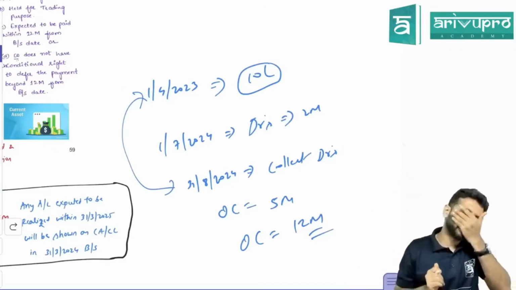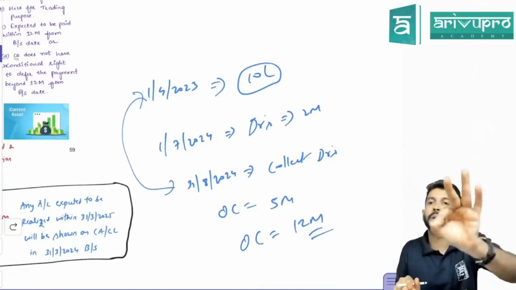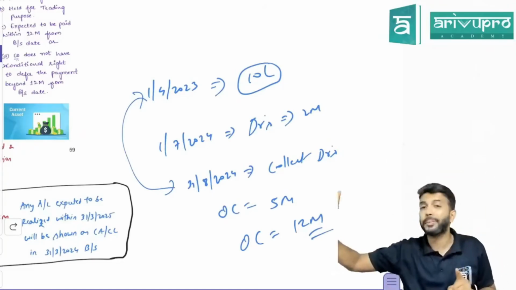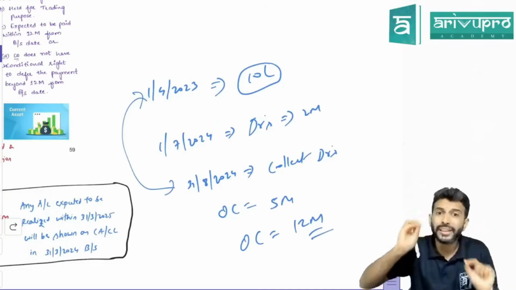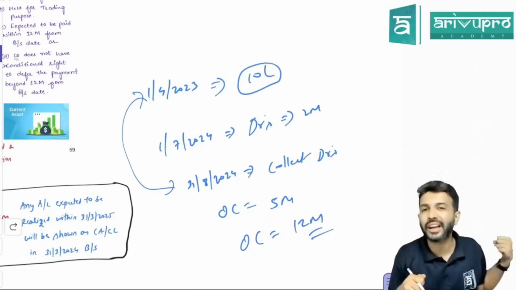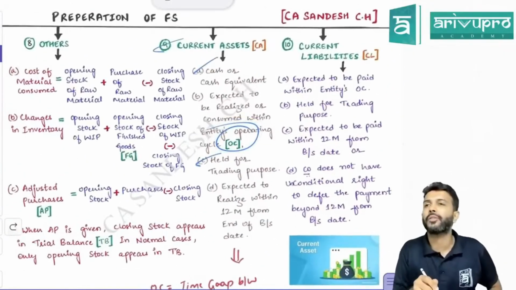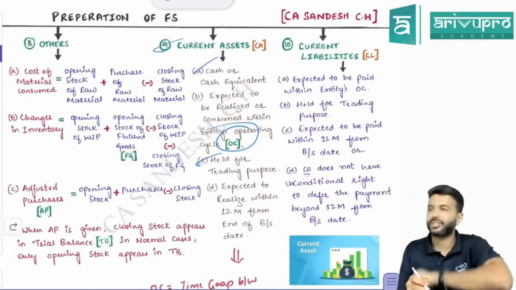So operating cycle, if it is not given in the problem, we generally assume it to be 12 months. What does operating cycle mean again? It's the time gap between the day you purchase the goods and pay the money, till the time you sell the goods and recover the money. So anything which is within the operating cycle is a component of current assets.